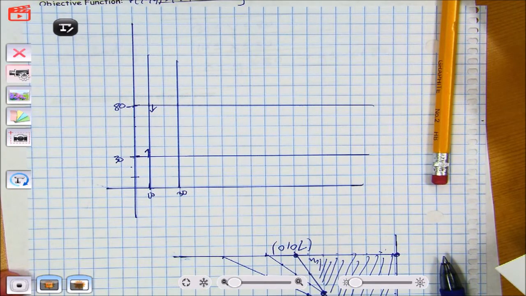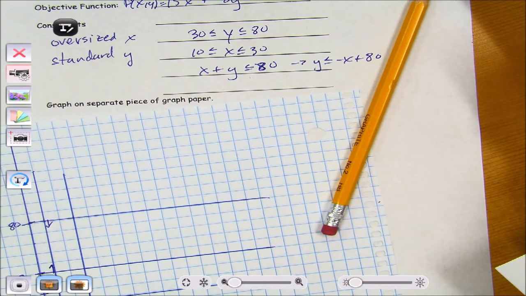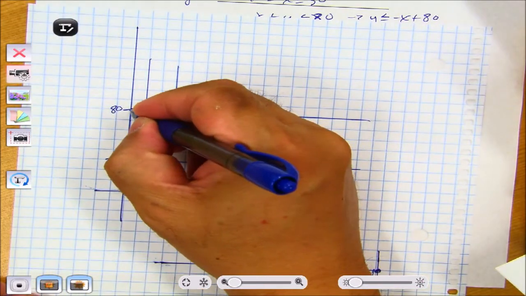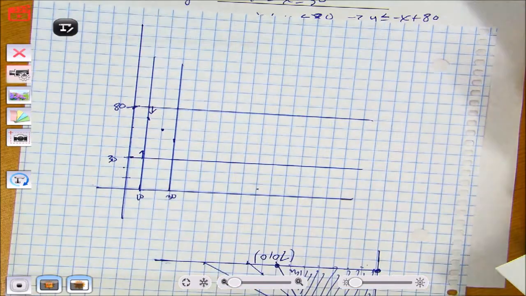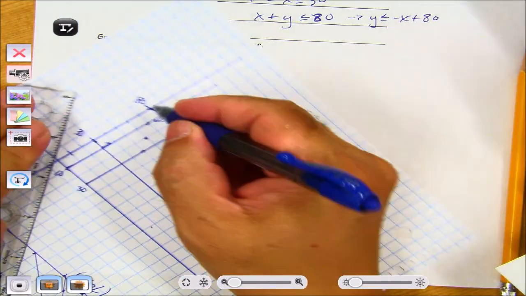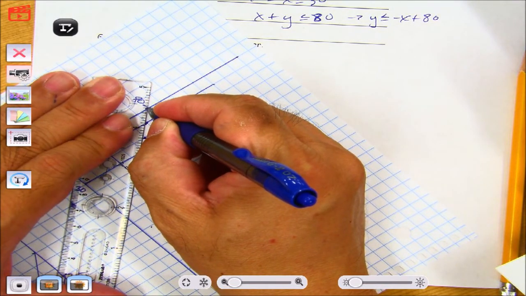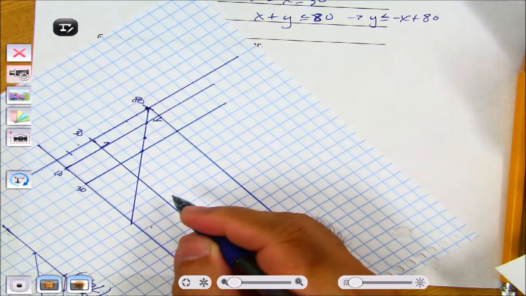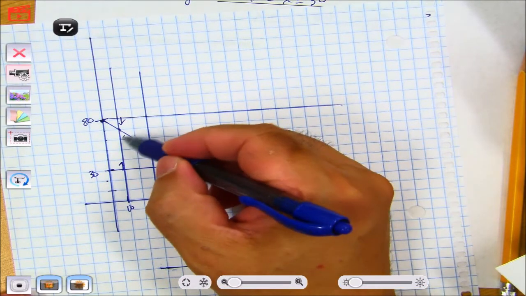Okay. And then we have this thing, y is less than or equal to negative x plus 80. So that means it starts here and I have a slope of negative 1, goes to there. Alright, so it was in here. So this is my answer region.